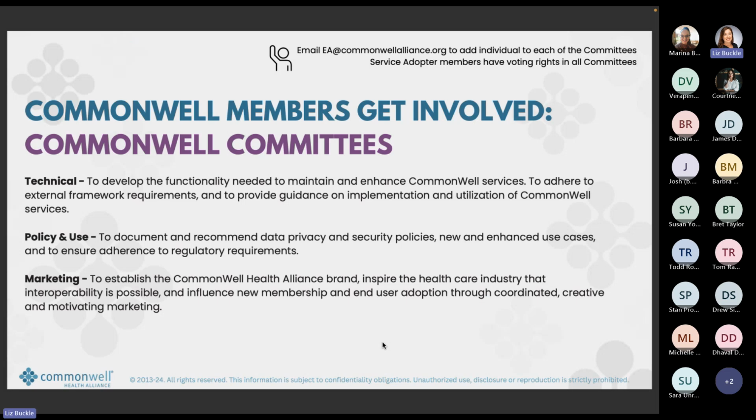We really strongly advise that if you're a service adopter member and you're either going through the integration process or you're already live in production, that you have at least one representative in all 3 of these committees. It's really critical to stay up to date with where we are, proposed changes that are being made, enhancements to technology, and changes to policy that are being proposed.